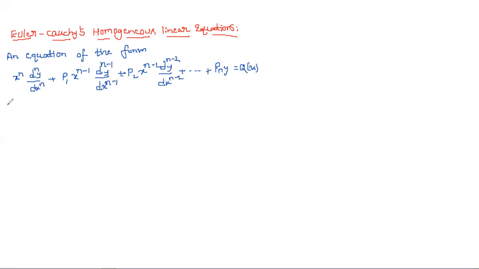Whenever equations are in this form, we call them Euler-Cauchy or simply Cauchy's homogeneous linear equations, where Q of x is a function of x, and p1, p2, and so on up to pn are constant coefficients. This is called Cauchy's homogeneous linear equation, or in other words Euler-Cauchy's linear homogeneous equation.